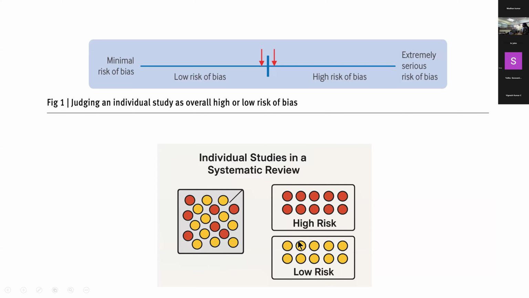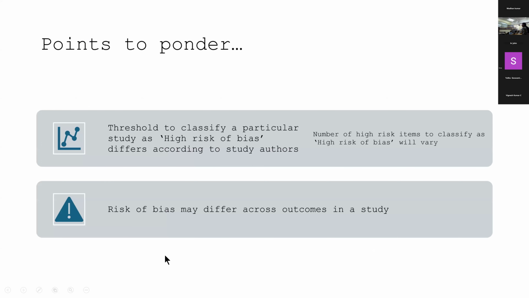So when you're segregating trials as high risk and low risk, it's a very difficult way to segregate, because it requires a lot of close calls. Nobody actually knows what the threshold is to overall rate a study as low risk or as high risk.